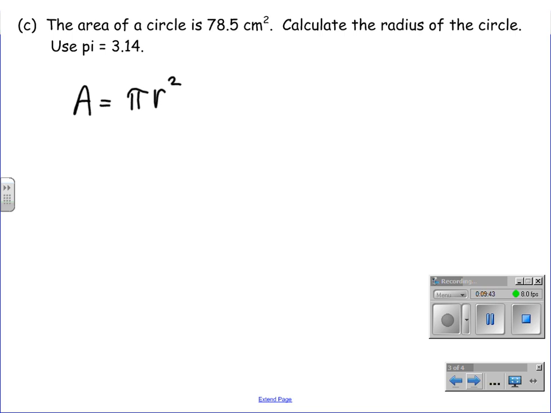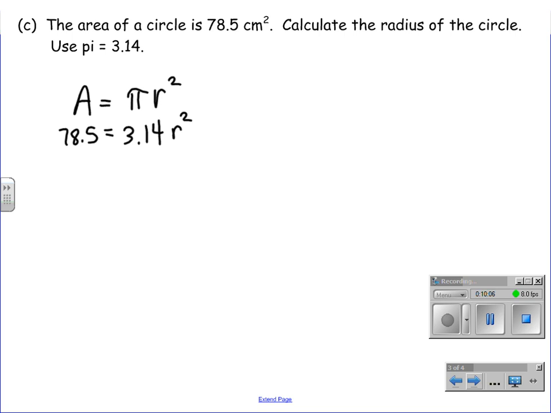Good. So let's sub in what we know. What's something we know, Mason? The area is 78.5 centimeters squared. Good. What else is something we know? I haven't called on Margaret. Pi is 3.14. r squared, we're trying to find r, so we can't substitute anything in for that.